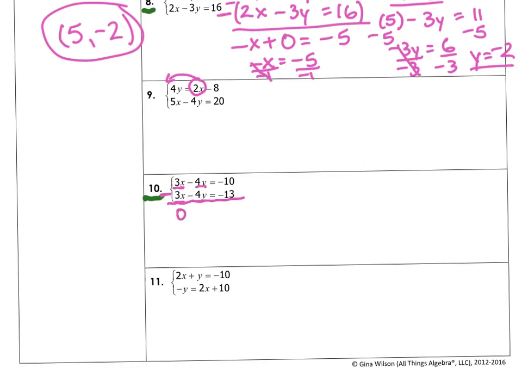So 3x minus 3x is going to be 0. And then we have a negative 4y minus a negative 4y. That becomes a 0. I'm going to put plus. And then we have negative 10 minus negative 13. So that's going to be negative 10 plus 13, which is 3. And so 0 plus 0 is just 0. 0 equals 3. And really the question is, does 0 equal 3? No, it doesn't. We all know this. So here we have no solution. These lines are actually going to be parallel and going in the same direction. No solution for number 10.